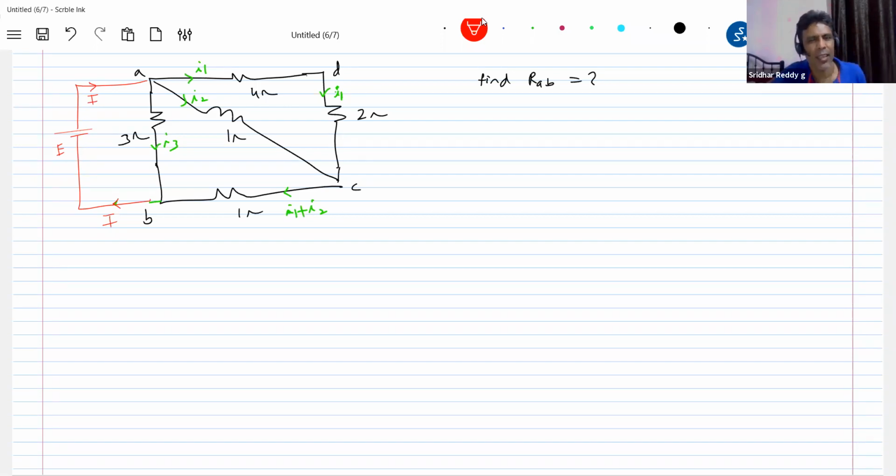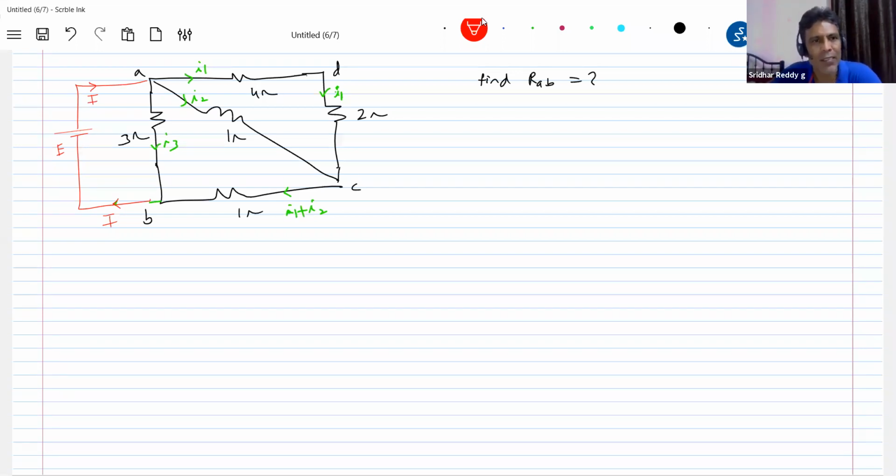Any reason? Anybody? Why should I do it like this? What is current? Rate of flow of charge. Charge should be conserved, no? What do you mean by current? 10 ampere. What do you mean by that? Some amount of charge is leaving the positive terminal of the cell per second. That much charge per second should enter the negative terminal. Only then charge is conserved, because for any device, charge should be conserved.